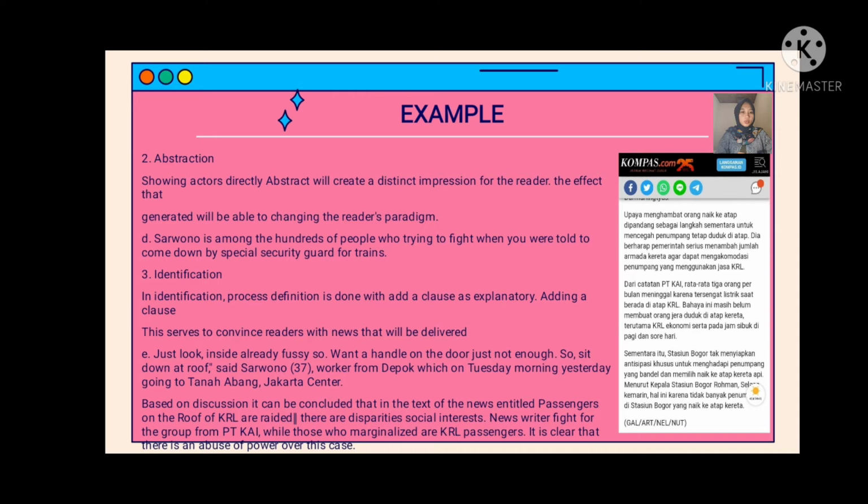And then the last one will be identification. In the identification process, definition is done by adding a clause as an explanation. Adding a clause serves to convince the reader of the news that will be delivered. For example, here there is a line saying, just look inside, already full. Just holding a handle on the door is not enough, so sit down in the room, said Sarono, a worker from Depok, who on Tuesday morning yesterday was going to Tanah Abang, Central Jakarta.